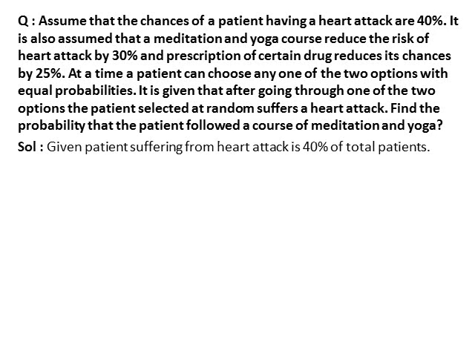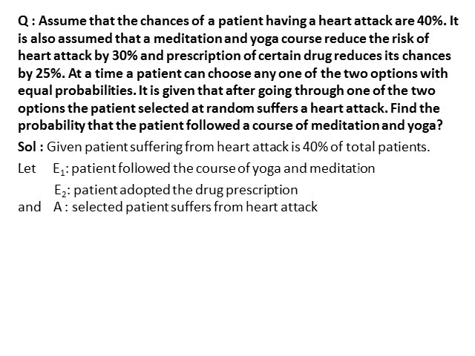Students, it is given that patients suffering from heart attack is 40% of total patients. Let's define the events. E1 be the event that patient followed the course of yoga and meditation. E2 be the event that patient adopted the drug prescription. And A be the event that selected patient suffers from heart attack. Here, E1 and E2 are the events representing two options available to patients, and patient can choose any one option with equal probabilities. So, probability of E1 equals 1 by 2 and probability of E2 is also equal to 1 by 2.